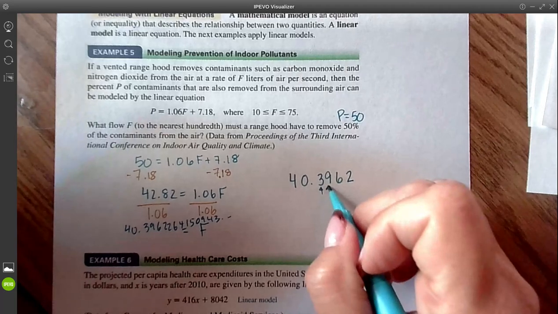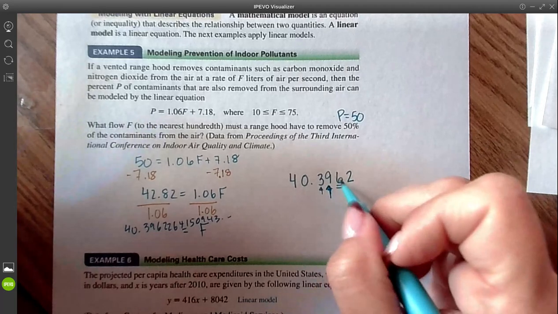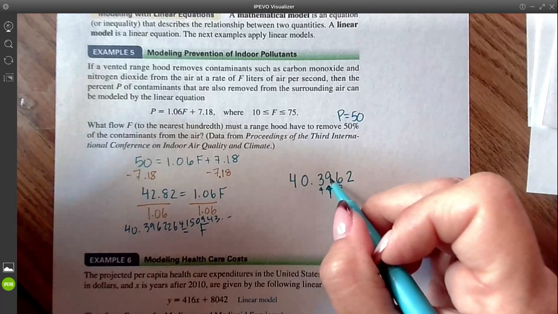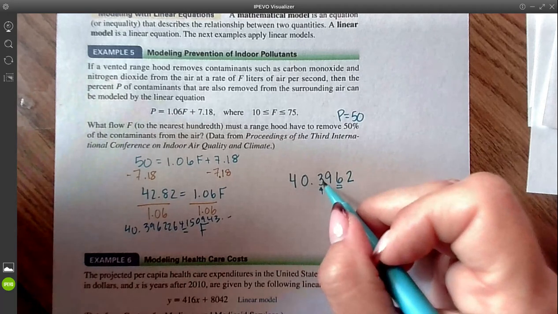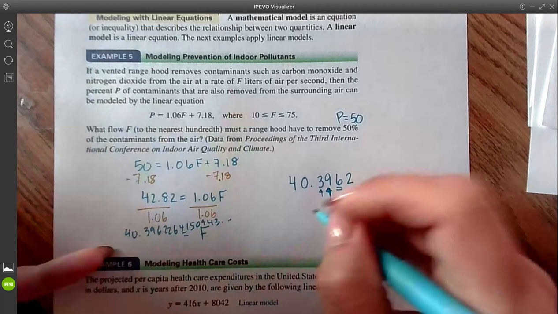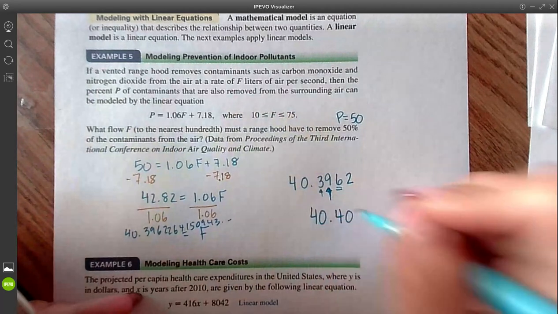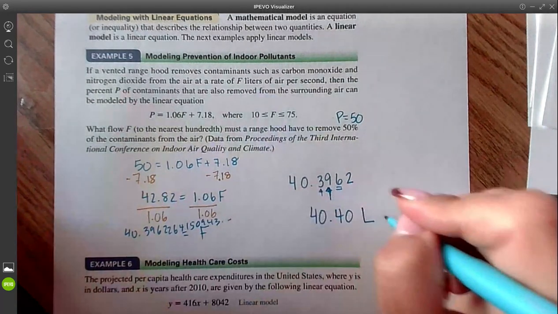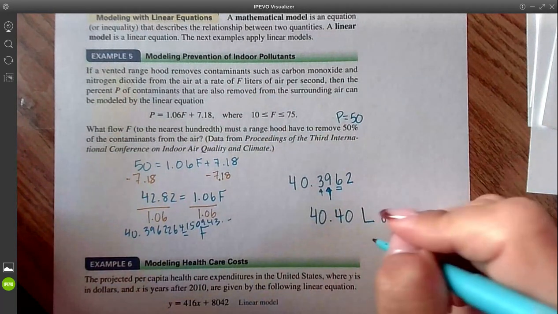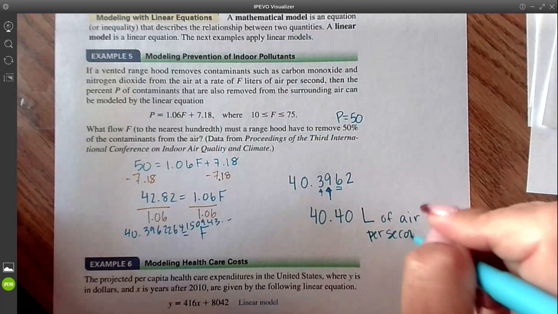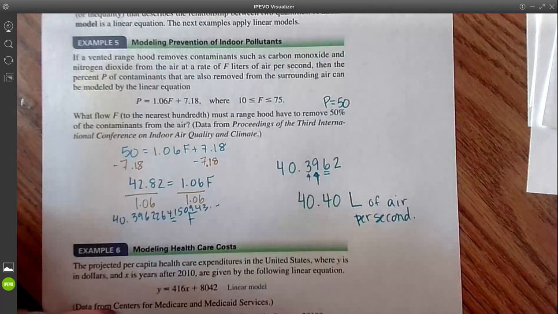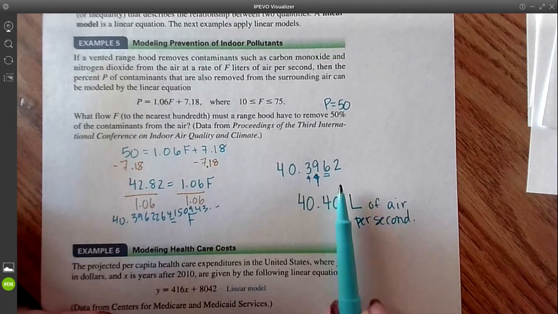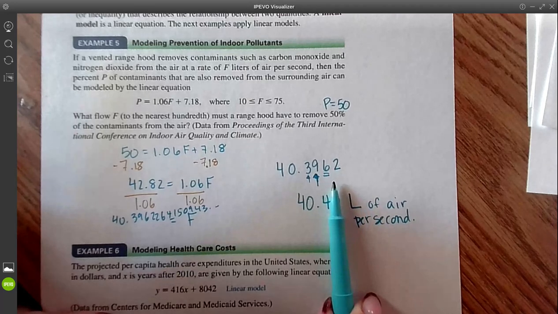So I'm rounding here, which means I look here. That is more than 5. 5 or more, we bump up. So I have to bump this up to a 0, which in turn bumps this up to a 4. So I would have to answer that it is 40.40, and the units for F were liters of air per second. When it says round to the nearest hundredth, your answer has to have something in the hundredths place. So I could not just answer 40.4. I have to have that 0.